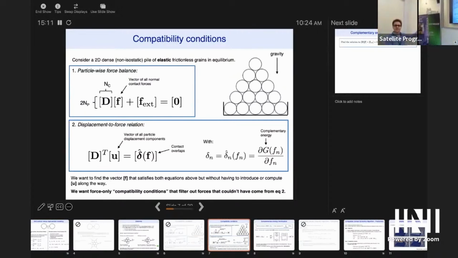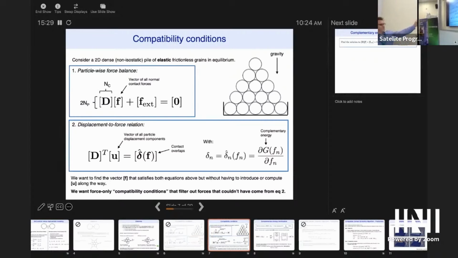So any questions so far? Yeah. What happens in 3 dimensions? We'll get there. Yeah, it's a great point. The answer in 3D is not too much different. You still have an assembly matrix whose transpose switches to the displacement-force relation, displacement-overlap relation.